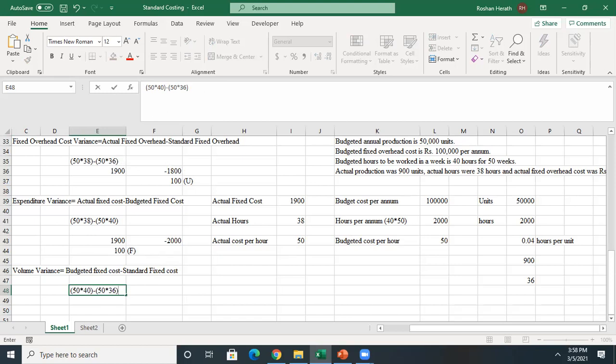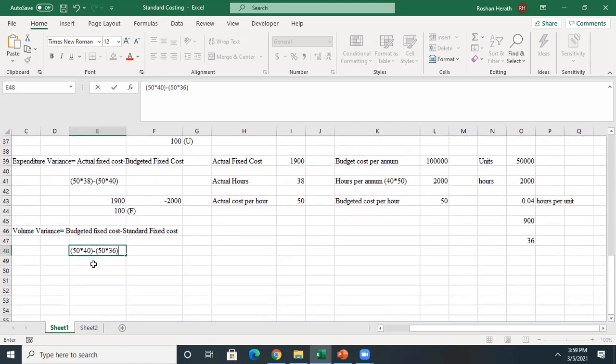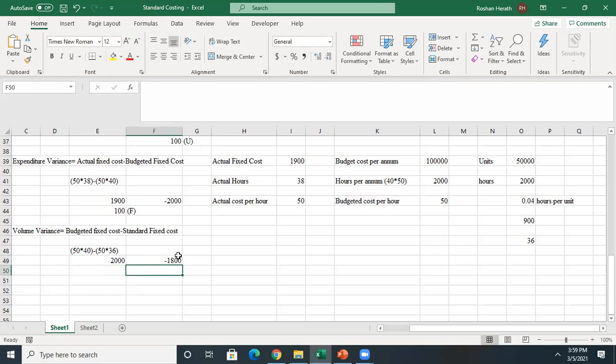So we have taken that earlier, right? When you come to that, you can see that 50 times 40 is 2,000, and 50 times 36 is 1,800. So altogether there is a 200 difference. So the question is whether it's a favorable one or an unfavorable one. What do you think?